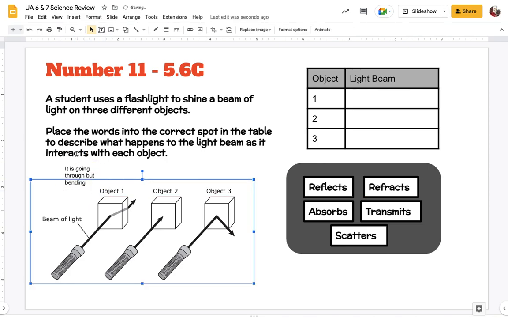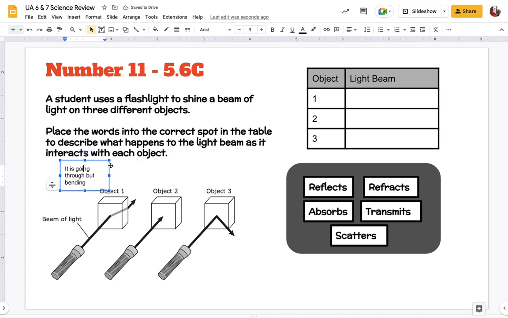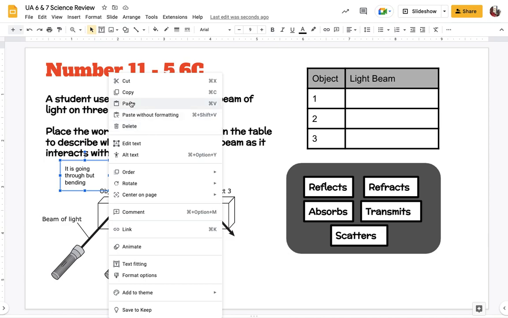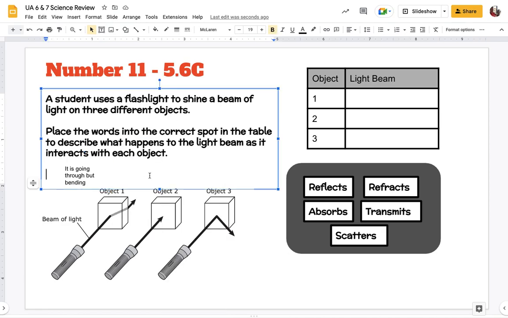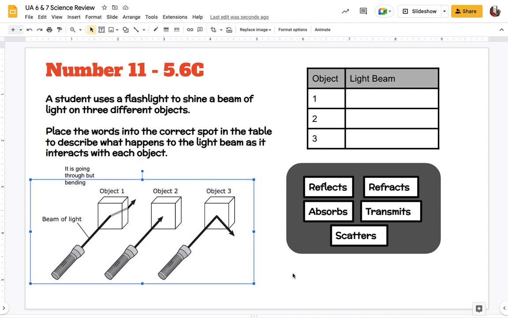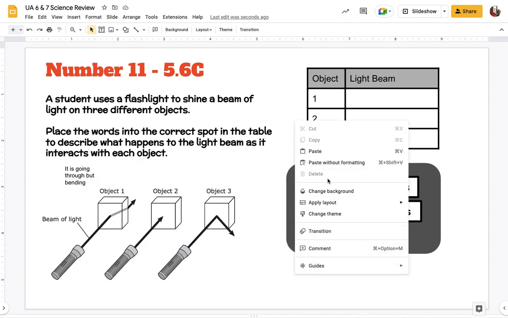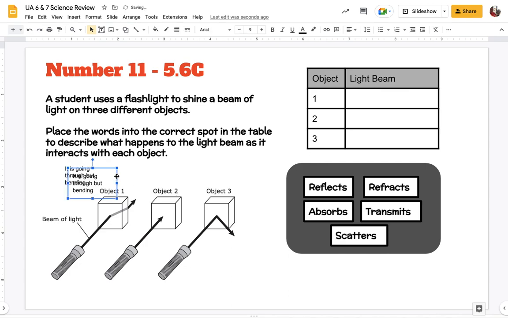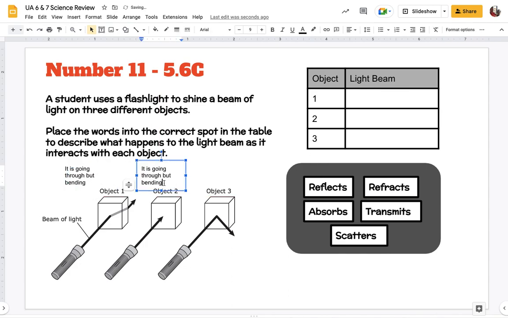So there's object 1. Object 2 isn't going through at all, is it? No. So I'm going to go over here and I'm going to, oh goodness, trying to save some time here with this, but I don't know how much of a time saver this is. So it is not going through and looks like it is being what? Stopped, blocked, something like that.